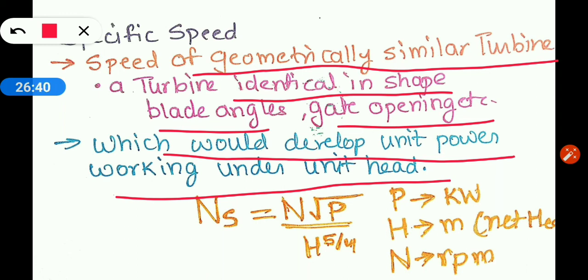Suppose you know the specific speed, then on the basis of specific speed you can decide whether one should choose a Pelton wheel, Francis turbine or Kaplan turbine. So you can choose the turbine with the help of specific speed, and this is the formula. Ns is equal to n under root p upon h to the power 5 by 4, where p is in kilowatts, h is the net head in meters, and n is the rpm.